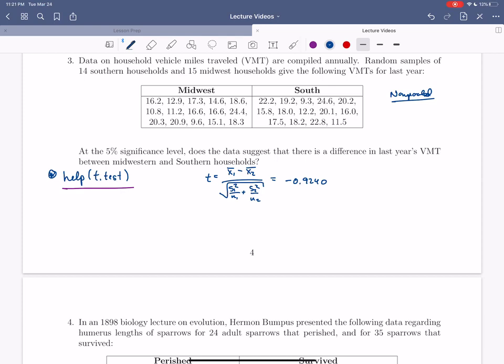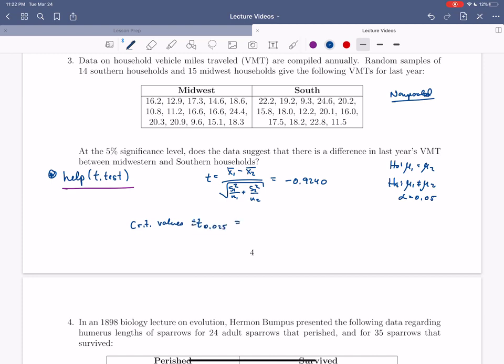And then we need to compare that to our critical values. Remember that what we're looking at is we want to know, is there a difference between the Midwestern and the Southern households? Just is there a difference or not? So that means that this is a two-tailed test. Our null hypothesis is that the two means are equal, that mu1 is equal to mu2. Our alternative hypothesis is then that they're not equal. And we have a 5% significance level. So alpha is 0.05. So we're going to look at t sub 0.025. Those are our critical values.